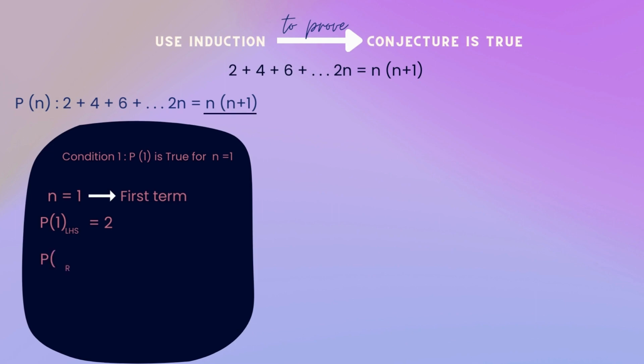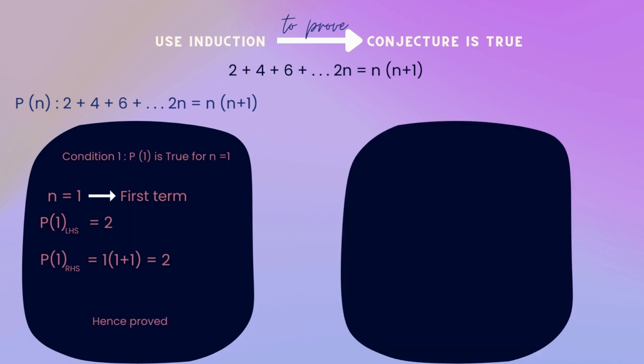P of 1 for the right-hand side will be 1 multiplied by 1 plus 1. This is 1 times 2, which equals 2. Therefore, P of 1 for the right-hand side is also equal to 2. The first condition is done. Now for the second one.